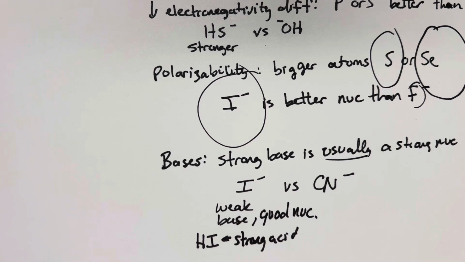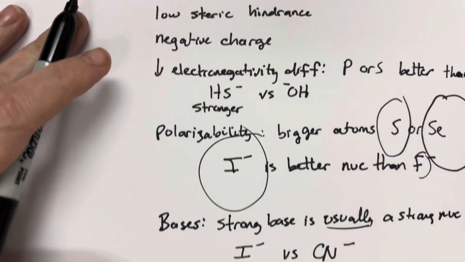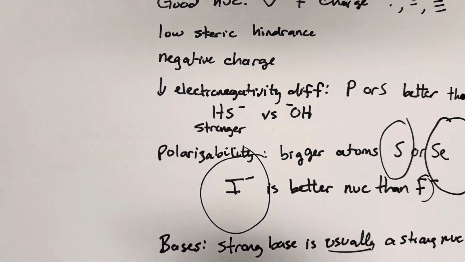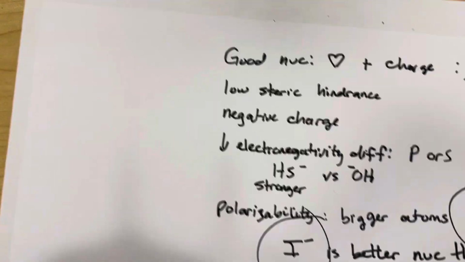So let's see what else. I'm looking at my notes. Steric hindrance, and we already covered steric hindrance. All right, so these are the main things that you look for when you're looking at nucleophiles. So let's talk about this question now and see if we can use what we just discussed to make some sense of these answers.